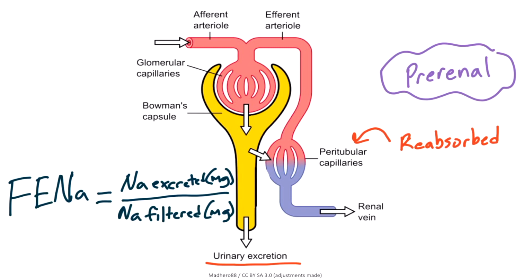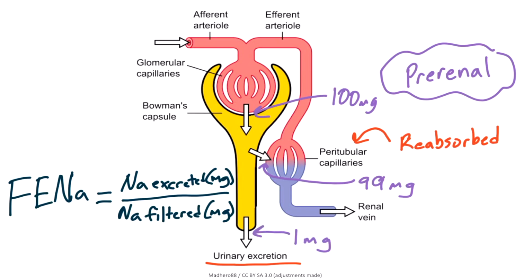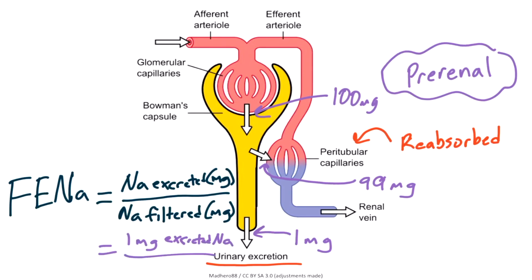So let's say that 100 milligrams of sodium is filtered. 99 milligrams of that sodium is reabsorbed, while only 1 milligram of sodium is excreted. Putting that in the equation, we have 1 milligram of excreted sodium divided by 100 milligrams of filtered sodium. So the fractional excretion of sodium is 1%. I'll write this in the top right corner, and that's the FeNA. Again, this is normal and what you'd expect in prerenal azotemia.